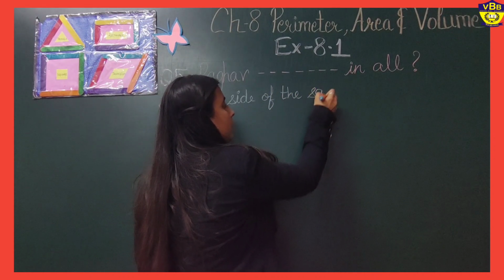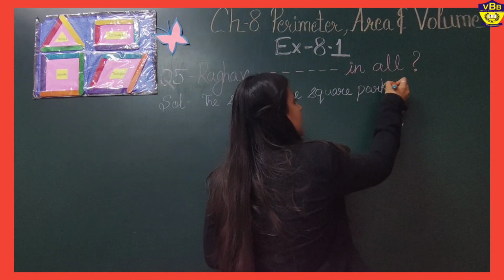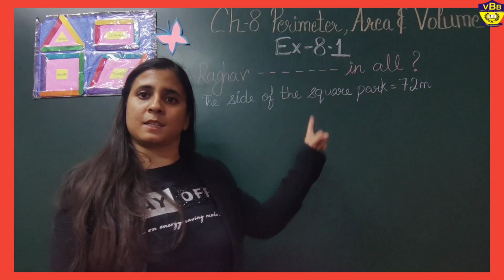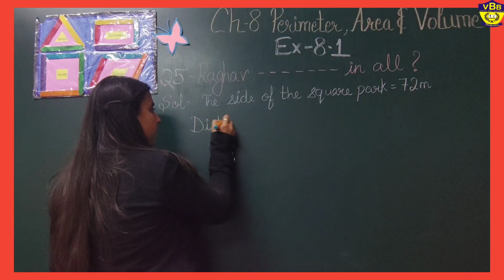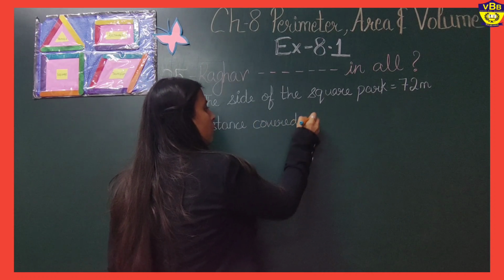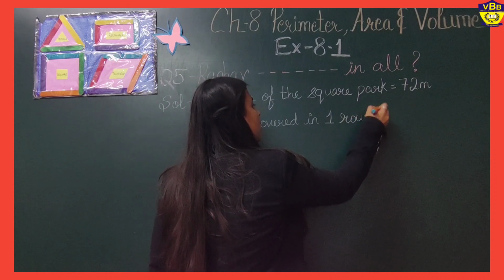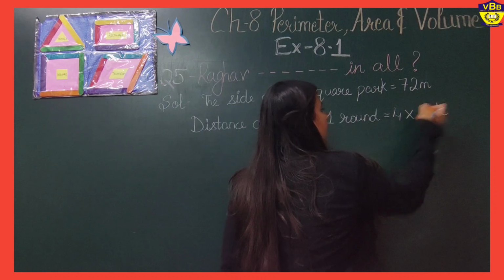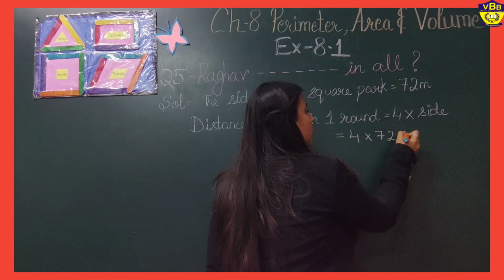The side of the square park is equal to 72 meter. Distance covered in one round is the perimeter of the square. And what is the perimeter of square? That is 4 multiplied by side. That is equal to 4 multiplied by 72 meter.